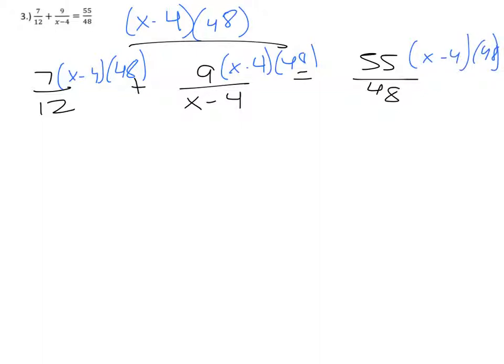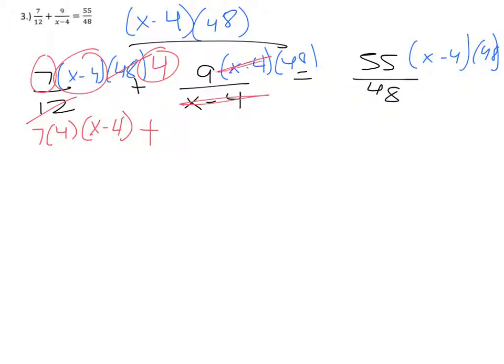So now we want to go through and we want to simplify. On the first piece, 48 and 12 simplify to just plain old 4. So we end up with 7 times 4 times x minus 4. So I'm just writing what I have left. So I have a 7, an x minus 4, and a 4 left, so I have to include those. Plus, on our second piece, we see that the x minus 4's cancel, so I'm left with 9 times 48 equals, then on the last piece we see that the 48's cancel, so I'm left with 55 times x minus 4.